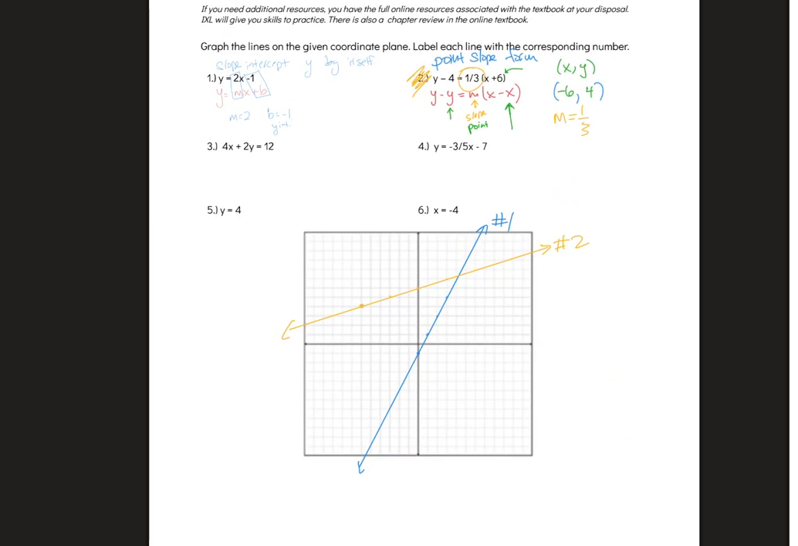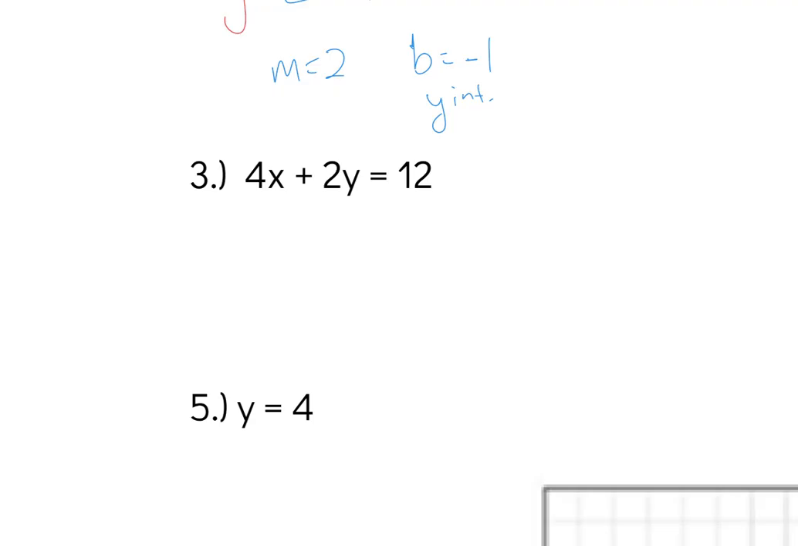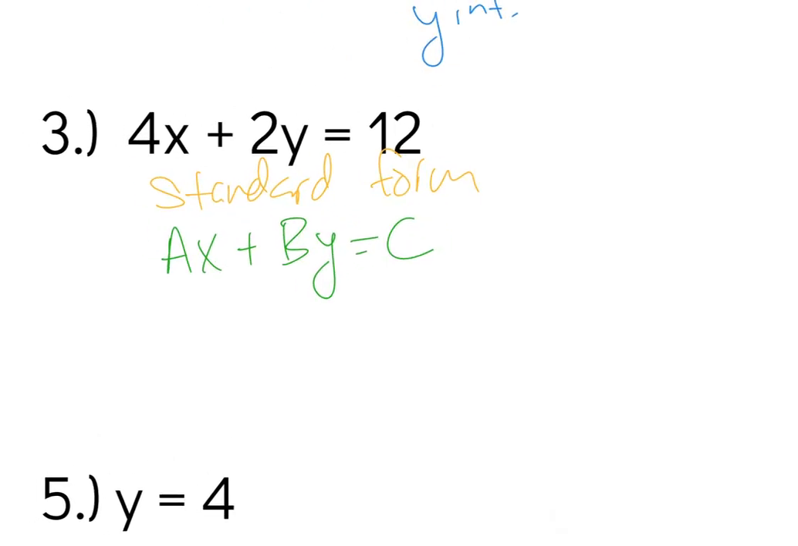All right, number 3. This guy is in standard form, which looks like this: Ax + By = C. Now I'm going to say this. This is not your x-intercept. This is not your y-intercept. This helps you find them easily, in my opinion, and here's how you do that.